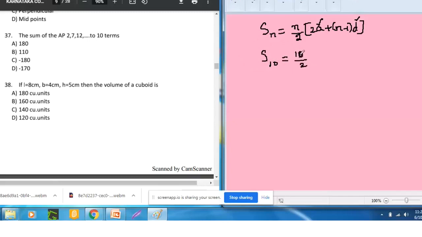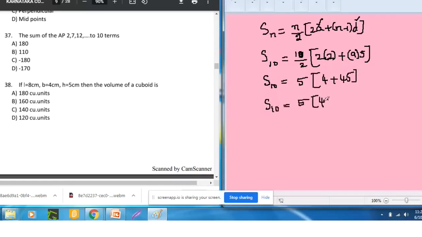n by 2 means 10 by 2 into 2a, a is the first term which is given as 2, plus (n minus 1), 10 minus 1. So 10 minus 1 is 9 and common difference will be 5. 2 and 7 difference is 5, and 12 and 7 difference is 5. I just replaced the basic values in the formula. 10 by 2 is 5, 2 twos are 4 and 9 fives are 45. So sum to n terms is 5 into 49. 4 plus 45 is 49. So 49 into 5 is 245. So sum to 10 terms is 245.